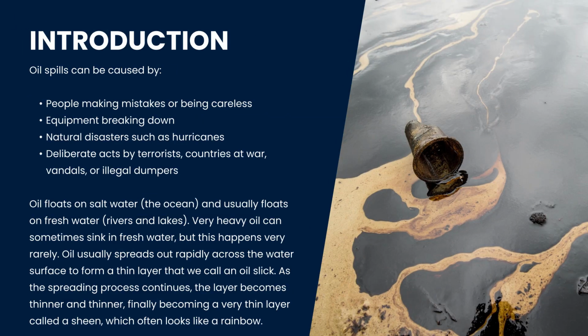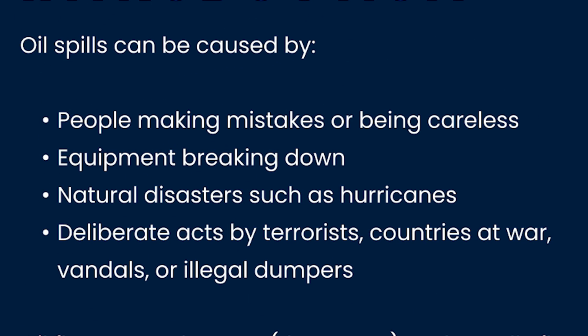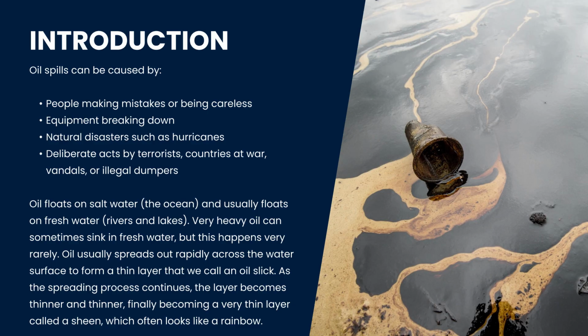Oil spills can happen for many reasons, including human error, equipment failure, natural disasters such as hurricanes, or even deliberate acts. Once released, oil usually floats on water and spreads quickly across the surface, forming a slick that becomes thinner over time until it creates a rainbow-like sheen.